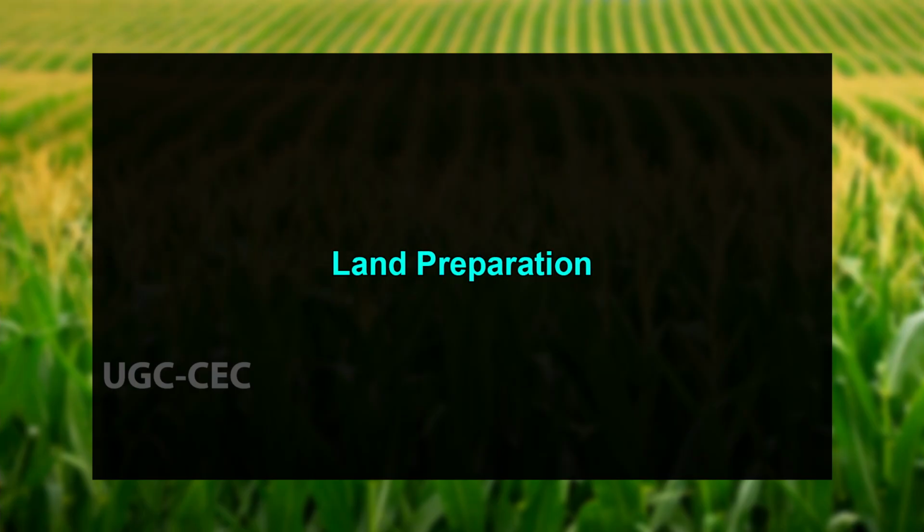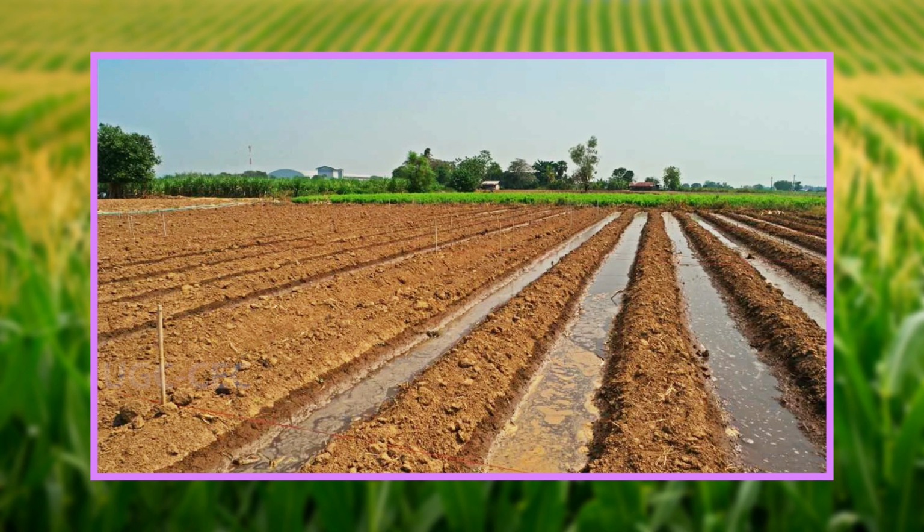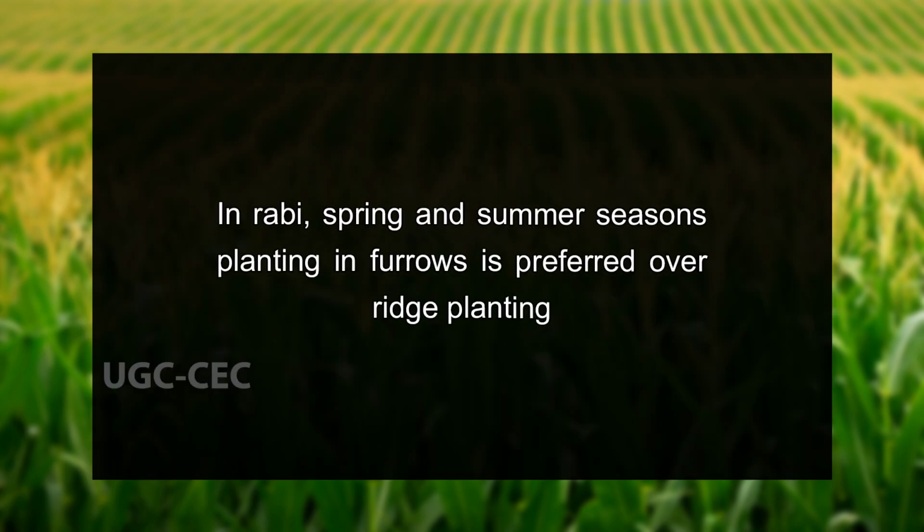Now, the land preparation. A deep summer plowing after rabi crop, followed by light plowing by country plow and planking, is required. For heavy soils, 2 to 3 plowings are needed. In areas of high rainfall during Kharif, ridges and furrows are made to use furrows for provision of drainage. In Rabi, spring and summer season, planting in furrows is preferred over ridge planting. This is done for achieving higher water use efficiency.